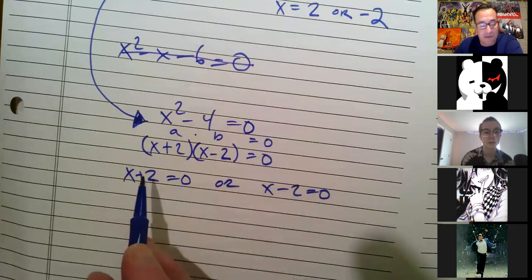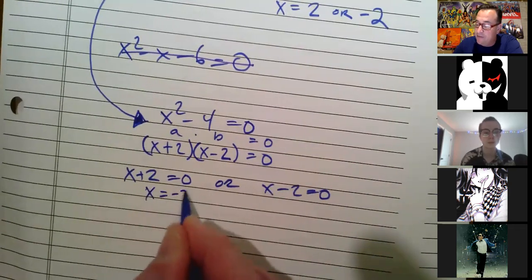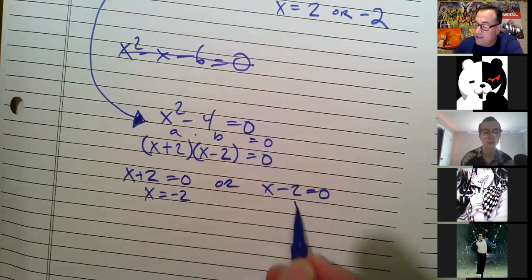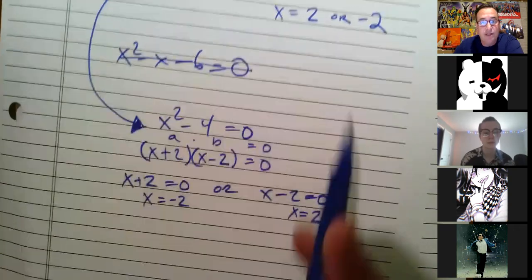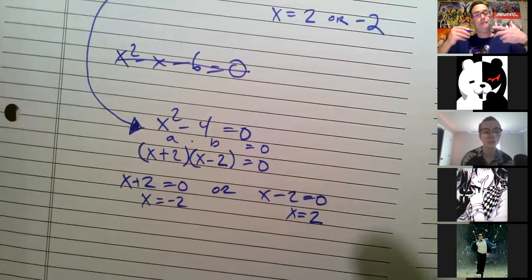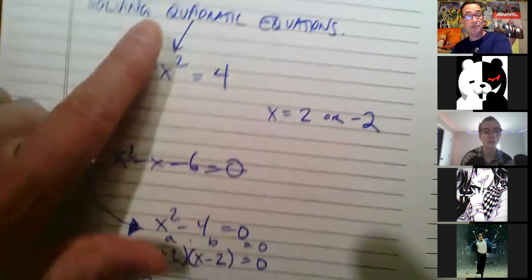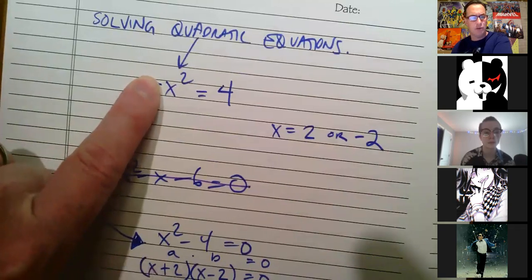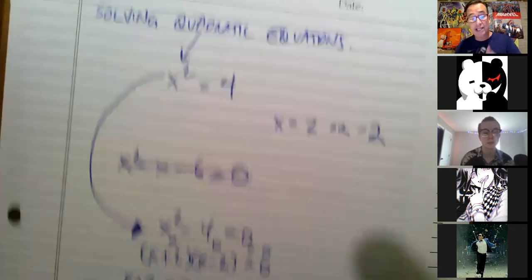I solve this, and this is x equals negative 2. I solve this, and this is x equals positive 2. Well, that's what we had right up here. So what I'm saying to you is sometimes you can use, essentially we just took a square root of both sides to figure this out, and that works for that type of problem.